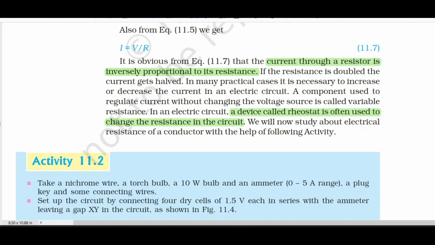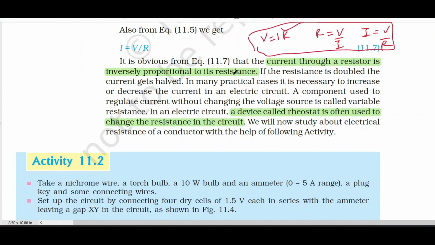Also from equation 11.5 we get I is equals to V by R. तो हमारी इक्वेशंस क्या बनी? V is equals to IR, R is equals to V by I, and I is equals to V by R. Okay, all the three equations are actually the same derived from here. It is obvious from equation 11.7 that the current through a resistor is inversely proportional to its resistance.